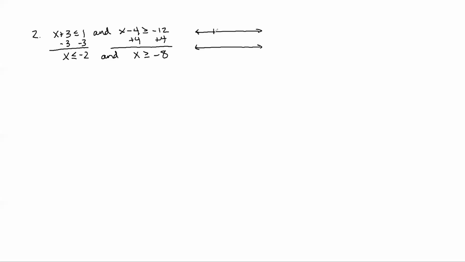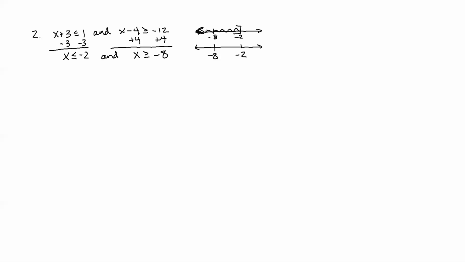So I'm going to put our 2 numbers on the graph, make sure the smallest one's on the left. So negative 8 on the left, negative 2 on the right. And now let's go ahead and graph. So x is less than or equal to negative 2. This is a bracket because it's equal to, shading to the left. So bracket, shade to the left.